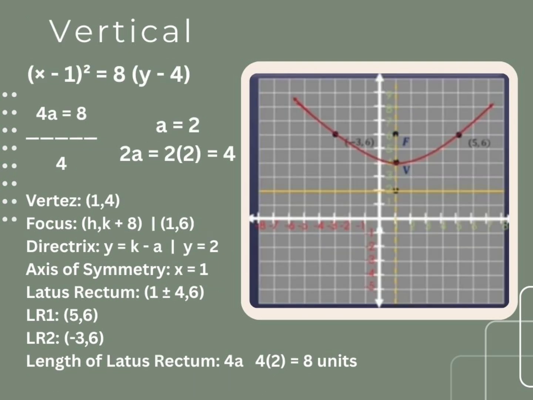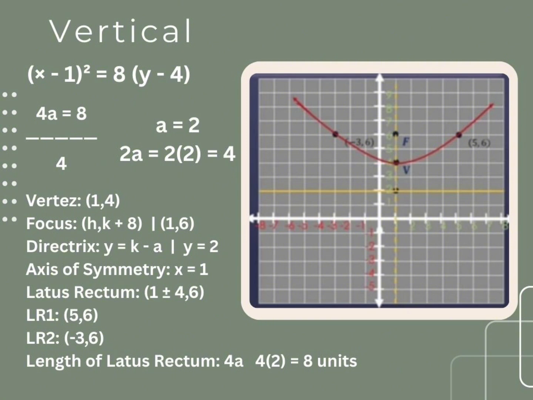Now, we're learning how to interpret the equation of a parabola with its vertex at (h, k). We're given (x - 1)^2 = 8(y - 4). This follows the form (x - h)^2 = 4a(y - k). This means the parabola opens upward. Compare the equation: 4a = 8.